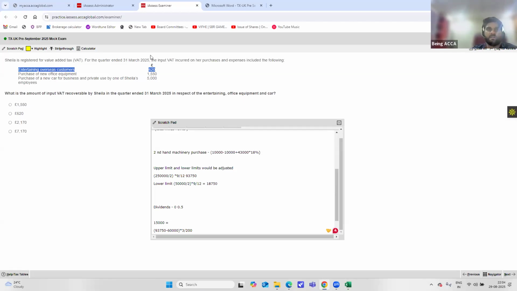So because of that, only overseas customers will be allowed, and purchase of new office equipment will be allowed. But purchase of a new car for business and private use by one of Sheila's employees will not be an allowable expense when you're calculating your VAT. All right, it is only these both. This 50% will also not be allowable. Yes, exactly. Only if it is wholly business, that is when it can be allowed. But because there is a private use over here, it will not be allowable.